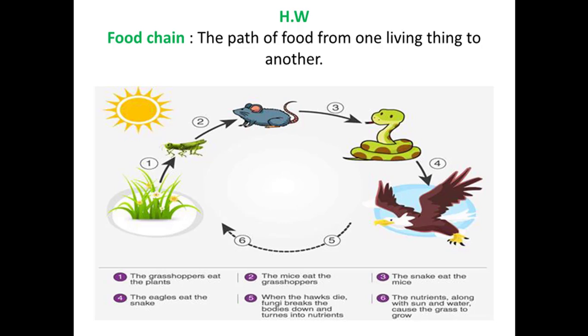Food chain, the path of food from one living thing to another. What's food chain? This one is plant. Plant can make their own food. After that, other animals eat plants, and other animals eat these animals. So this circle continues and is called food chain. Food chain, the path of food from one living thing to another.